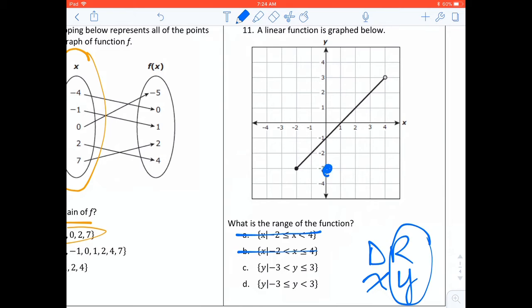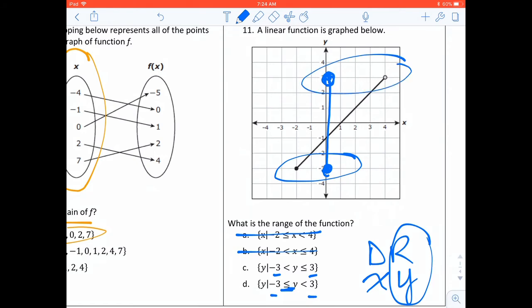The question is, which one of the inequality signs is correct? This is a closed circle. So we said closed circles have the little equal sign, and this one has the equal sign. This is an open circle. This one does not have the equal sign right here. So our answer is D.